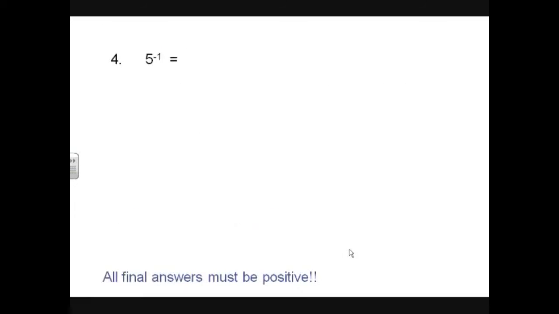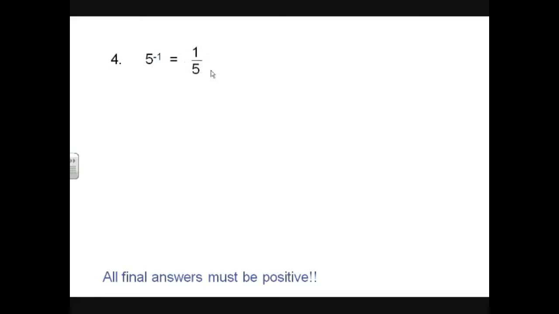Okay, looking at the fourth rule, down at the bottom, it does say that all final answers must be positive. That actually should say that all final answers, exponents, must be positive. And so if you'll take a look here, we've got a negative exponent. And so we've got to make this positive somehow. And you see that we have an answer of 1 over 5.